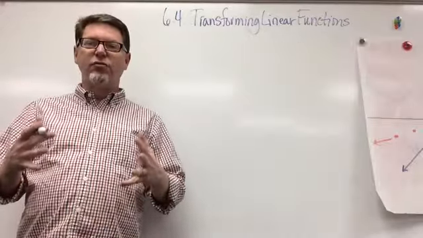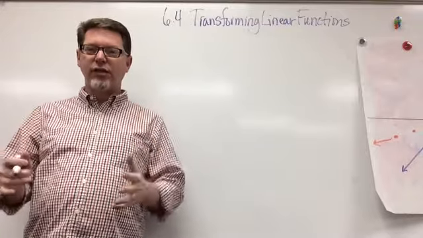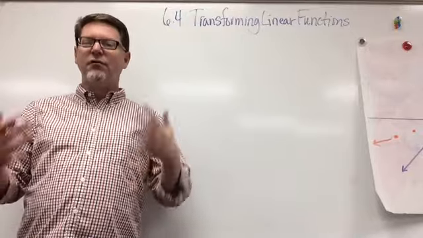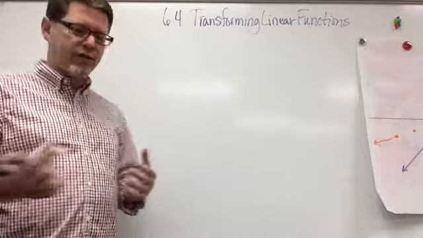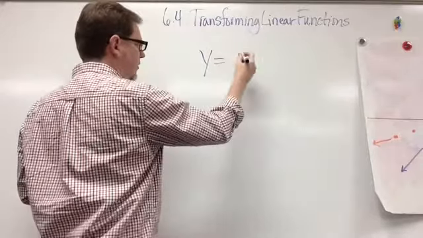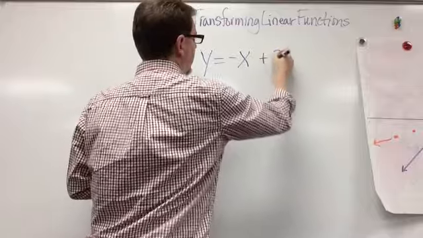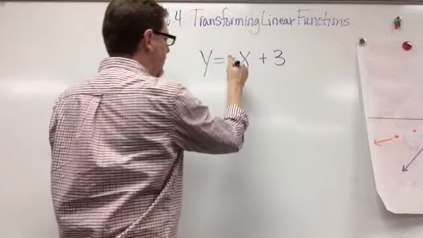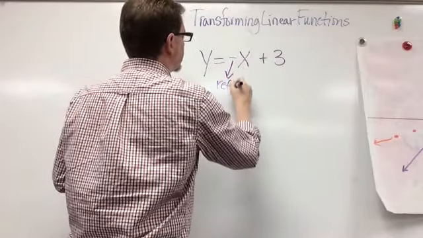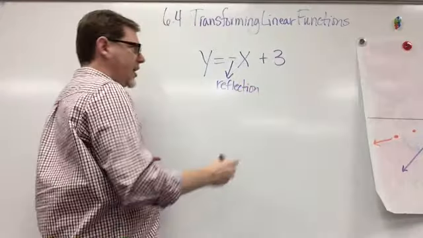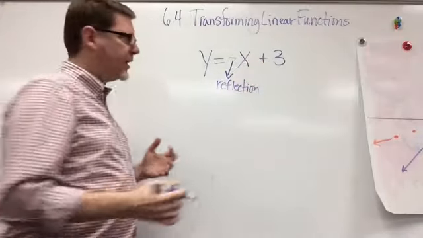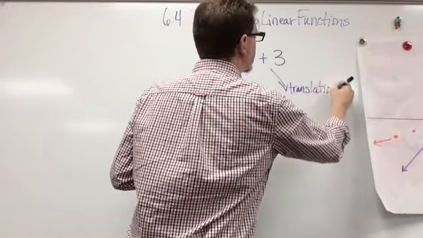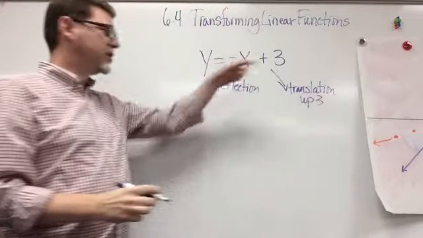So we've looked at several of the graphic representations of the transformations. Now let's just look at some linear equations and just see if we can tell from the linear equation what's going on in the transformation. So I'm going to start with y equals negative x plus 3. Okay? We've got two transformations in here. The negative tells me that's a reflection. This plus 3 tells me it's a translation up 3 because it's positive 3.